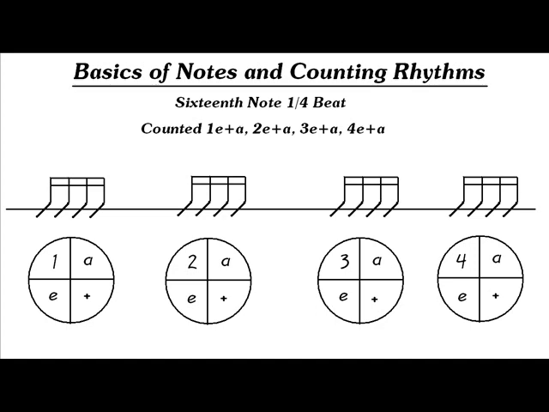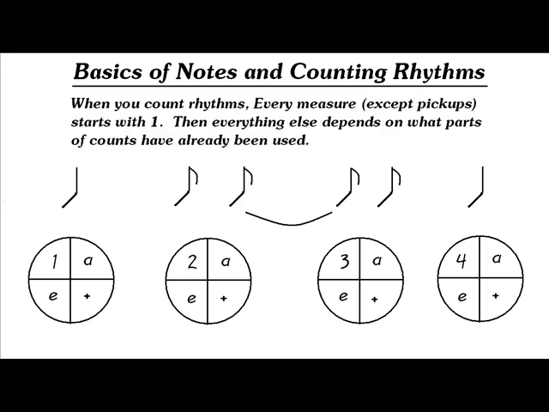There are 4 16th notes in a beat. For counting purposes, those 4 parts of a beat get counted like this: 1 e and a, 2 e and a, 3 e and a, 4 e and a. When you count rhythms, every measure except pickup notes starts with 1. Then everything else depends on what parts of counts have already been used and what parts of counts remain to be used.